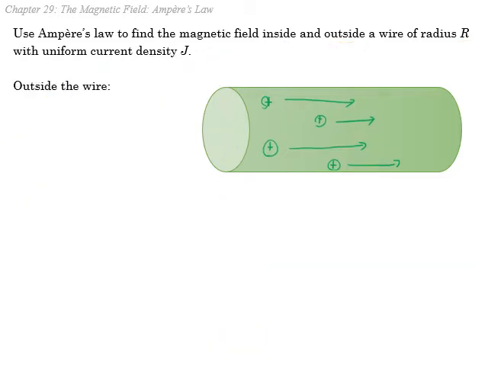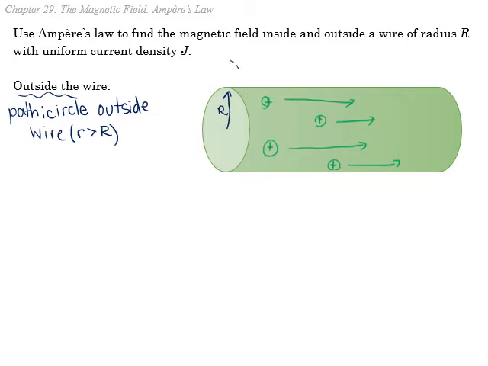Next, we'll use Ampere's law to find the magnetic field outside of the wire. If we want to find the field outside of the wire, when we use Ampere's law, we should pick a path that is outside of the wire. We'll pick a circular path so it matches the geometry of our wire. So we'll pick a circle outside of the wire, which means that the radius of our path is going to be bigger than the radius of our wire itself. So our path is out here.